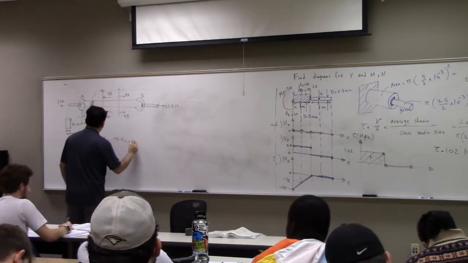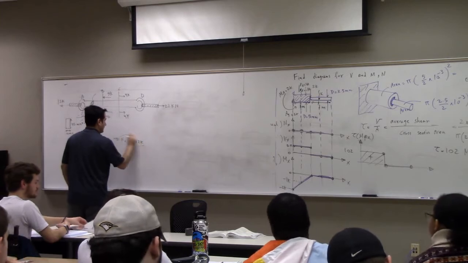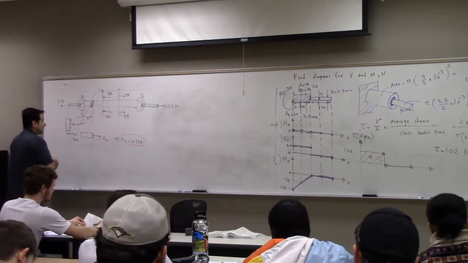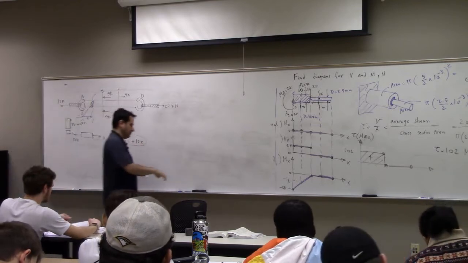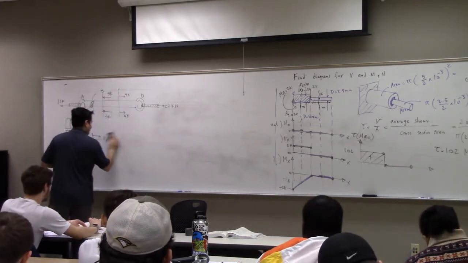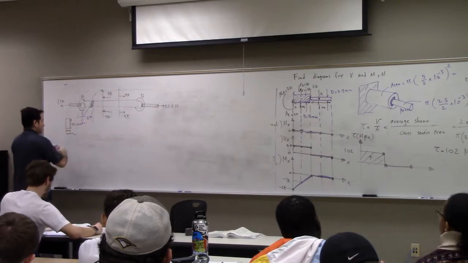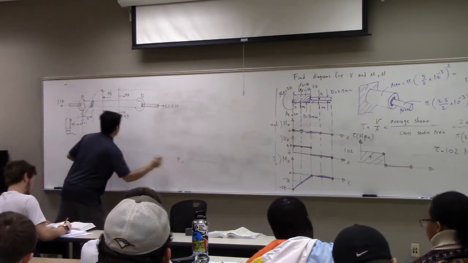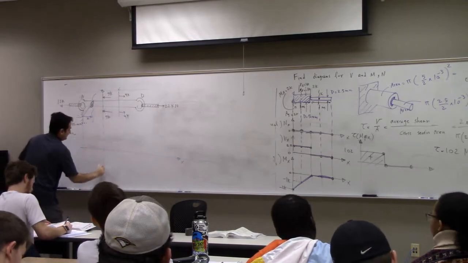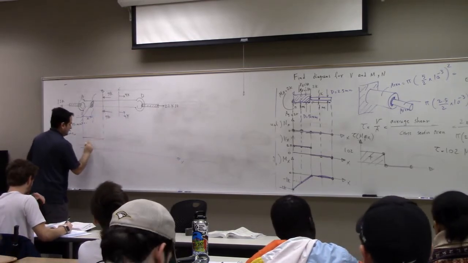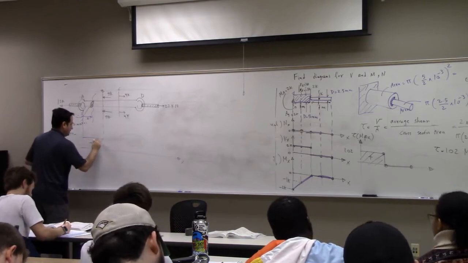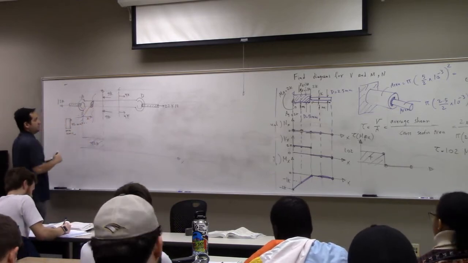Nx is positive 12K from here to here. So if I want to draw it, that's your Nx from here to here, positive 12K, right, from here to here.